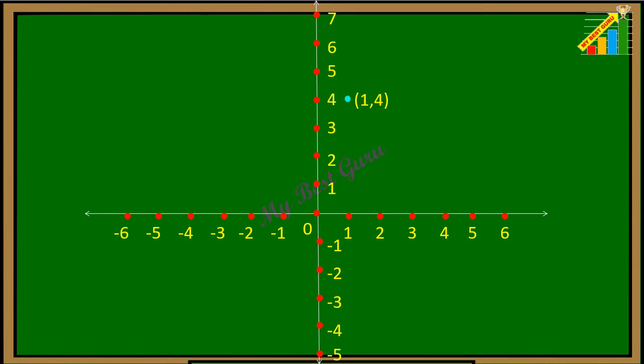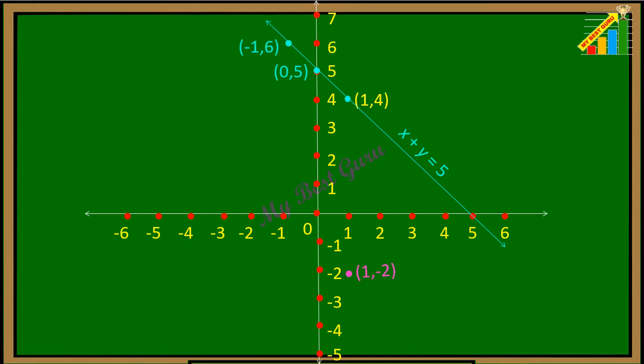So the first point is 1 comma 4. So just check where 1 is on the x-axis and where 4 is and locate that point. Next one is 0 comma 5. Now the next one is minus 1 comma 6. Just check where minus 1 is on the x-axis and 6, and just draw the line through those 3 points. Next, write down the equation on that line, that is x plus y is equal to 5.